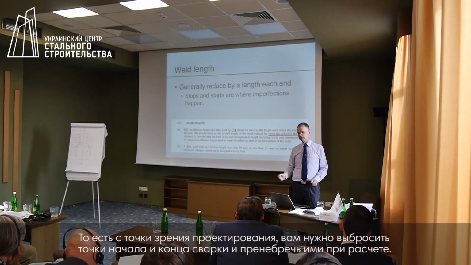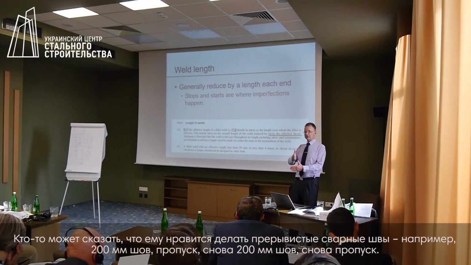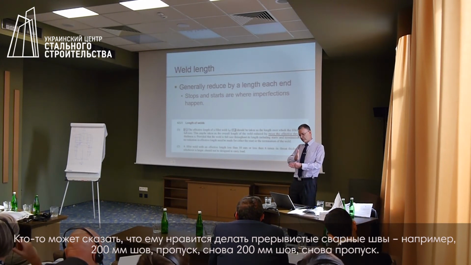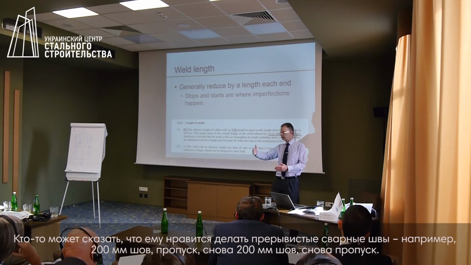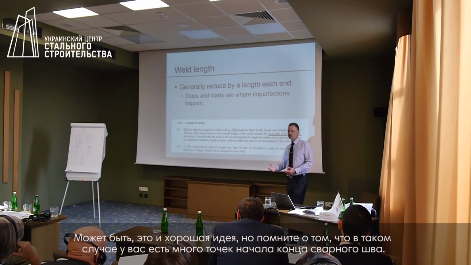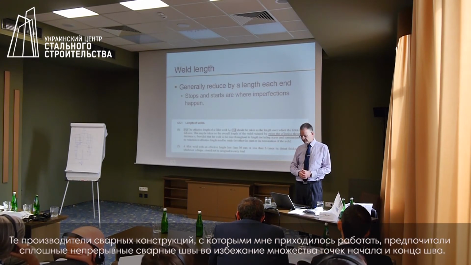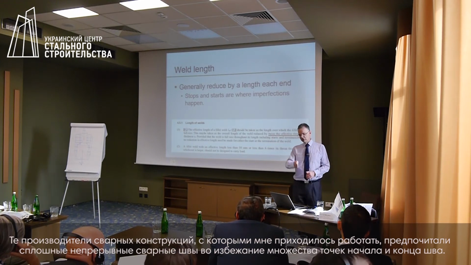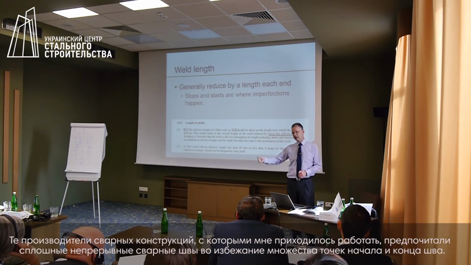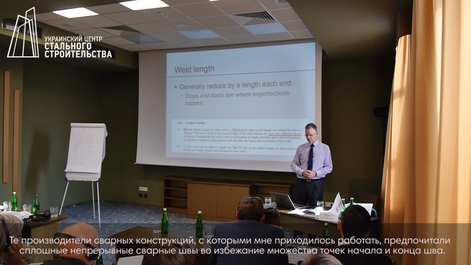They're neglected in calculation. So some people say, well, I'd like to do an intermittent fillet weld. So perhaps 200 millimeters of weld, no weld. 200 millimeters of weld, no weld. Maybe it's a good idea, but remember there are many starts and stops if you choose an intermittent weld. So the steelwork fabricator I work for, we would much rather lay a continuous weld to avoid the starts and the stops, because there faults can appear.